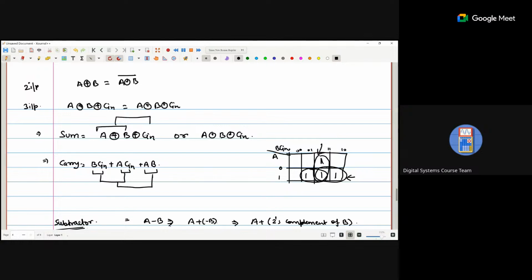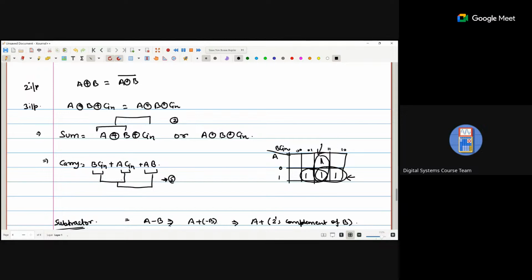So total 1, 2, 3, 4, 5. 5 gates is for that one. So 5 gates for this one, 2 gates for this one. It was 7 gates required, whereas in the case of half adder, we required only 2 gates.